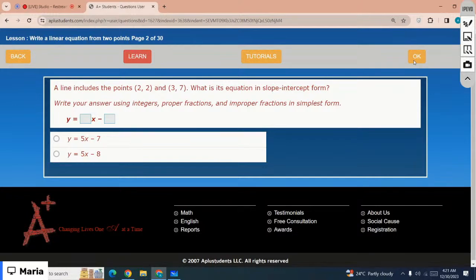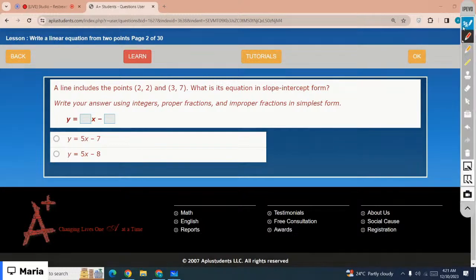Okay, a line includes the points (2, 2) and (3, 7). What is its equation in slope intercept form? So you have to calculate the slope intercept form. First you have to calculate the slope. That is (7 minus 2) over (3 minus 2), which is 5 over 1.